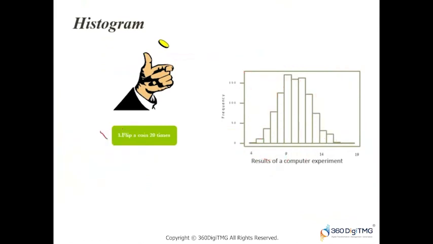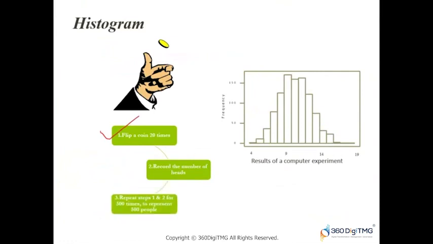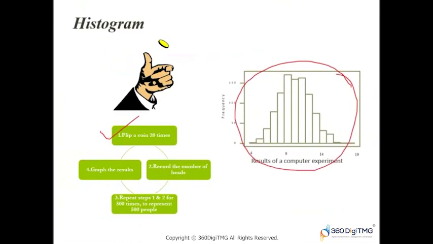So if I flip a coin 20 times, record the number of heads that I'm getting each time. If I repeat steps 1 and 2 for 500 times to represent 500 people, and then graph the results, the number of times I have flipped, and what is the probability of getting a head? If I plotted, this is how it would look like.